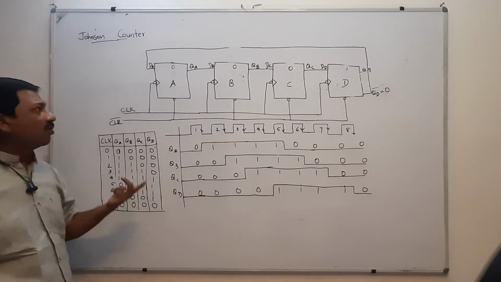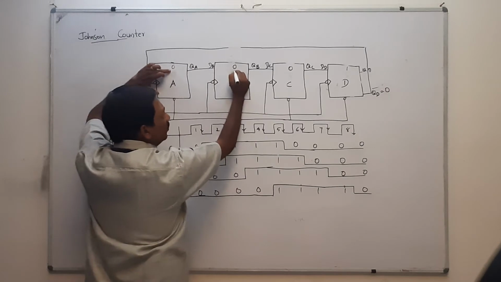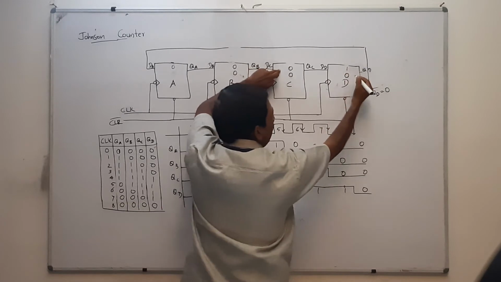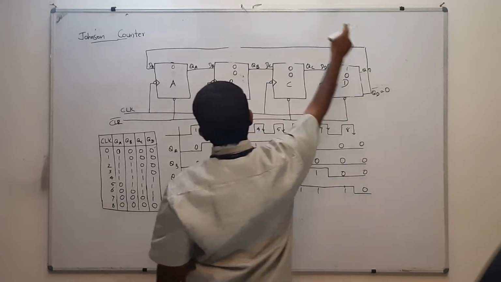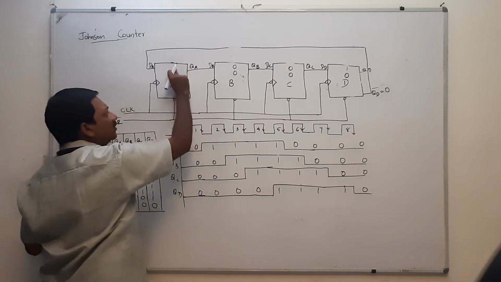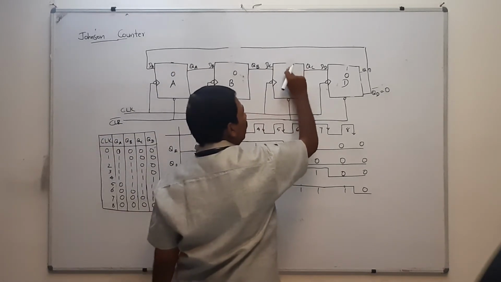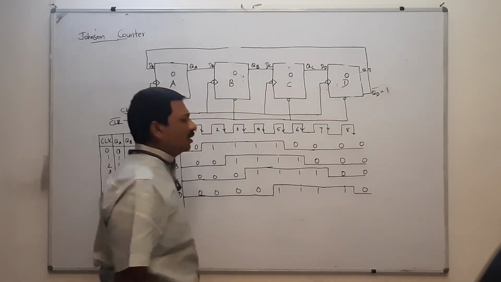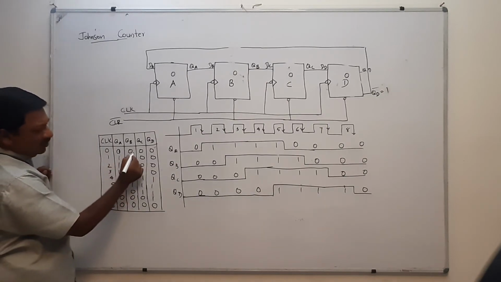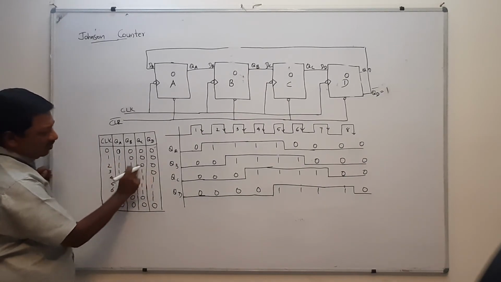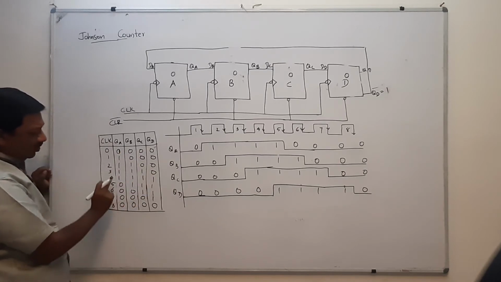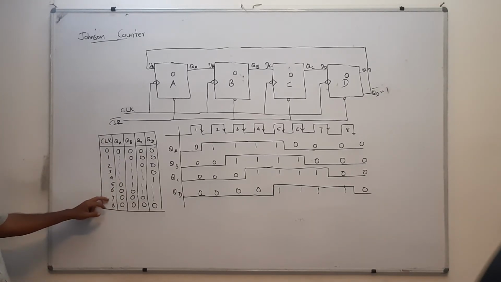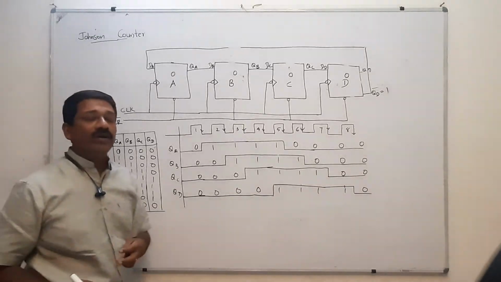Now during the next clock pulse, what will happen? This 0 is copied to this place, this 0 copied to here, this 0 is copied to here, and as QD bar is equal to 0, this 0 is copied to this place. And that becomes 0 0 0 0. Now QD bar is equal to 1. That means starting from 0 0 0 0, you have 1 0 0 0, 1 1 0 0, and likewise you have how many states? 8 different states are there, and this is called Johnson counter.